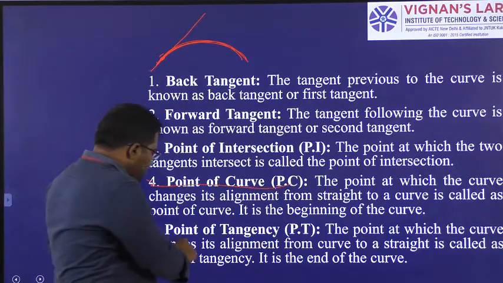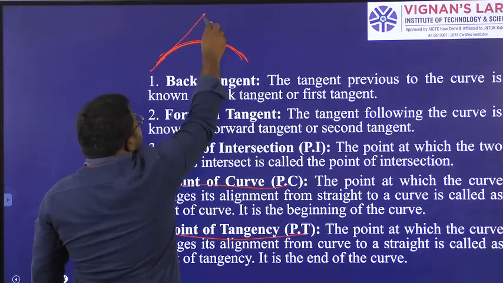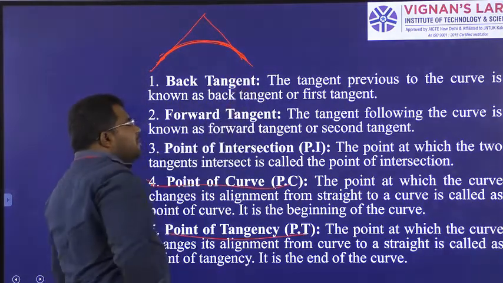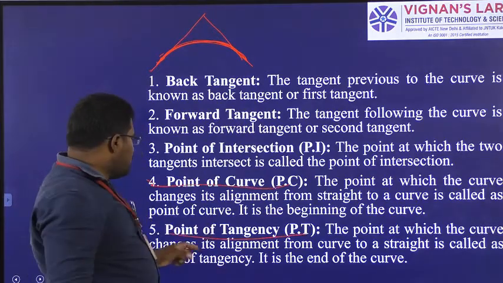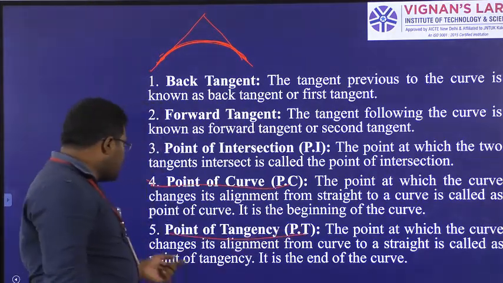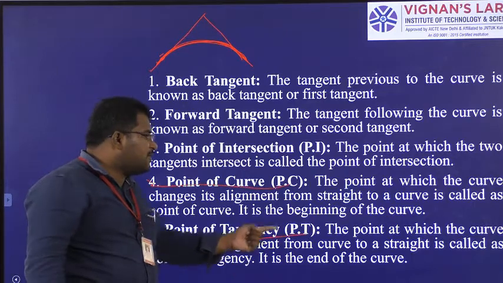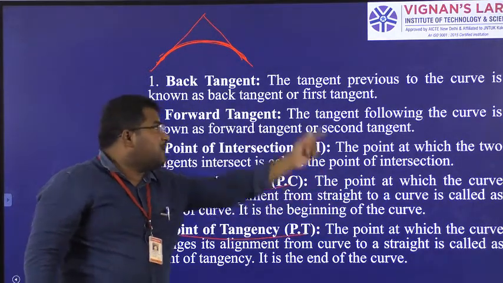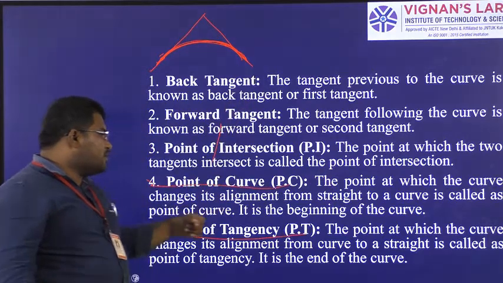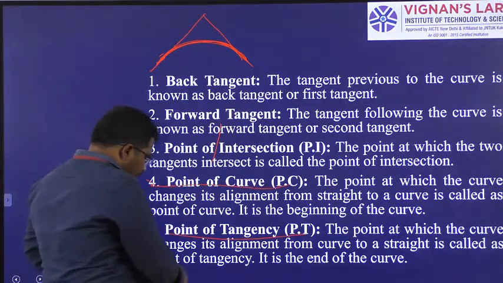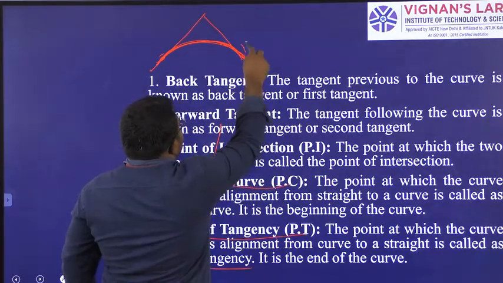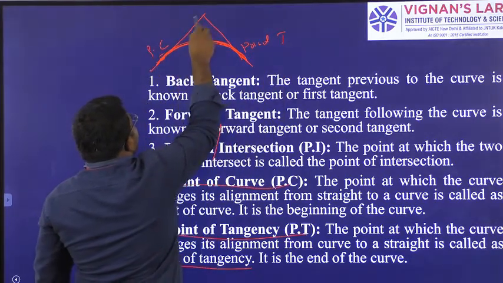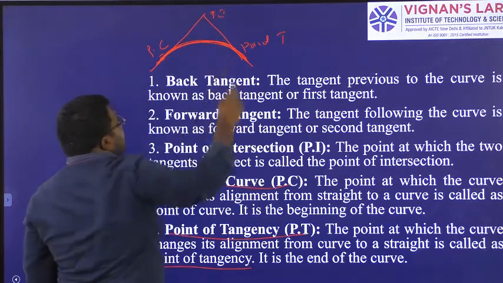Next, point of tangency. The point of tangency is here, where the circular curve again becomes straight. The point at which the curve changes its alignment from curve to straight line is called the point of tangency. This point is the point of tangency, this is the point of curve, and this is the point of intersection.